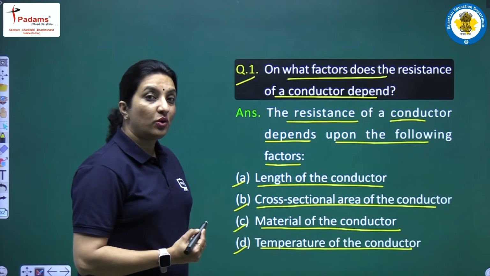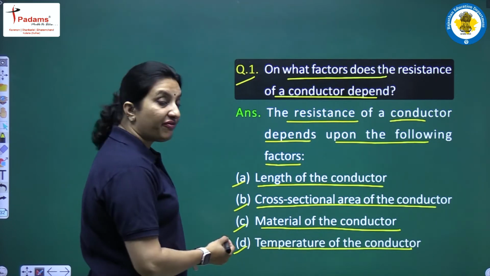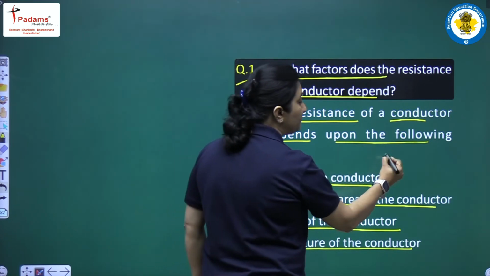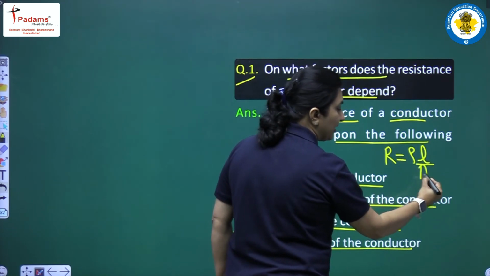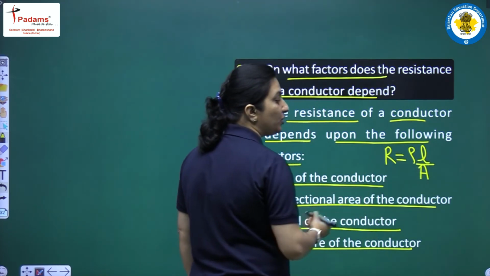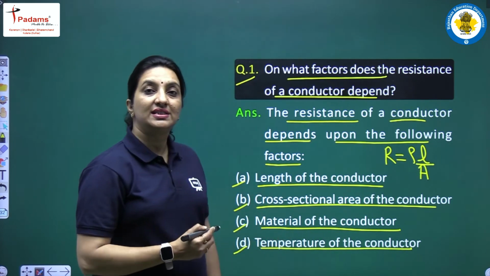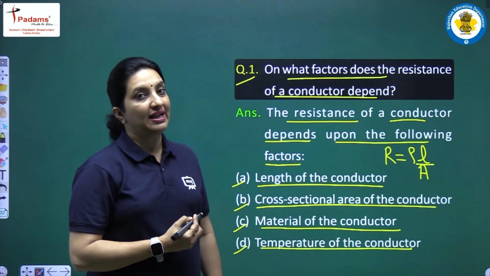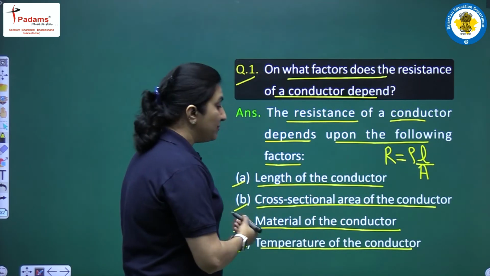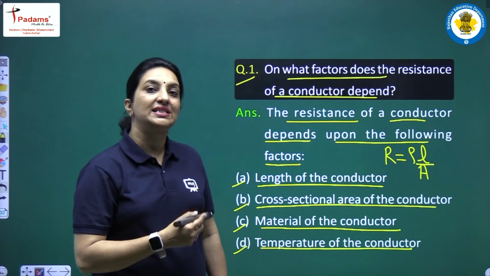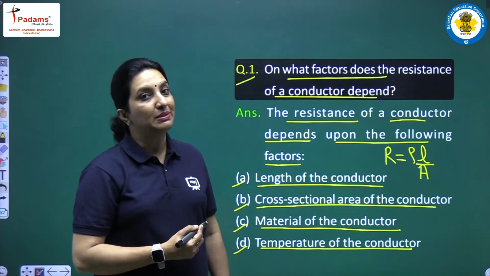And students, we know how they depend upon these factors. We know the formula. R is equal to rho L upon A. That is, resistance is directly proportional to the length of the conductor. Resistance is inversely proportional to the area of cross section of the conductor, and rho indicates the material of the conductor since it is the characteristic property of the material.